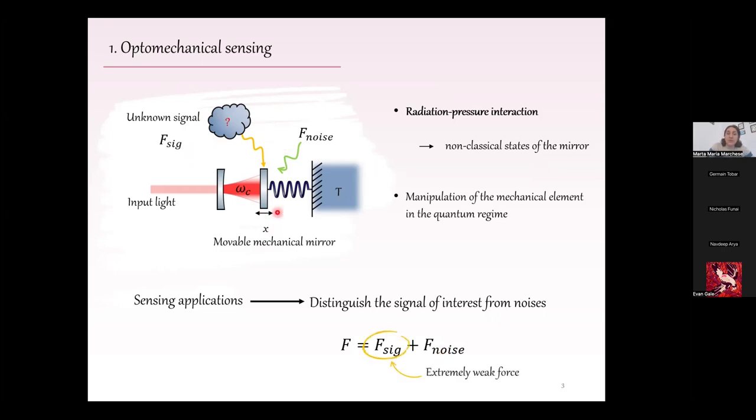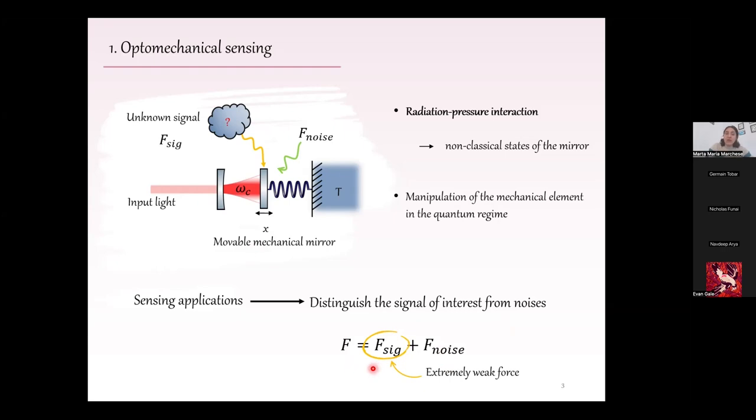So let's say that we have to take into account also all other possible noise sources. They will also modify the motion of the mechanical mirror. And then you will have a total force acting on the mirror that consists of different contributions.